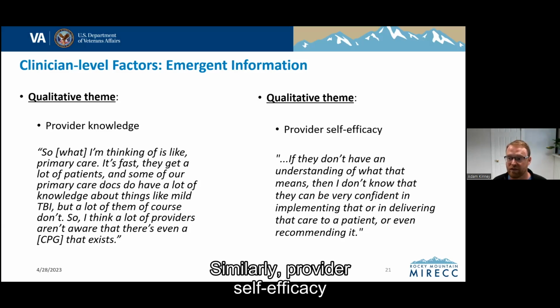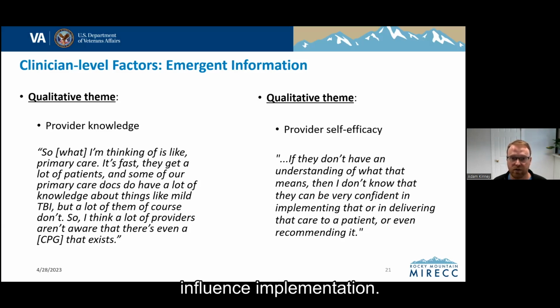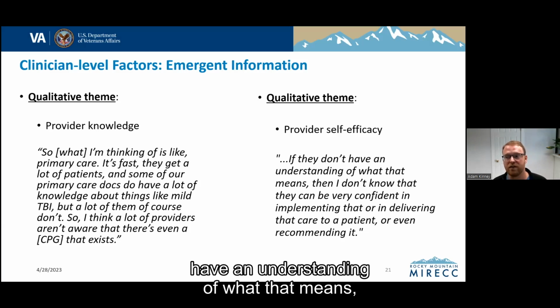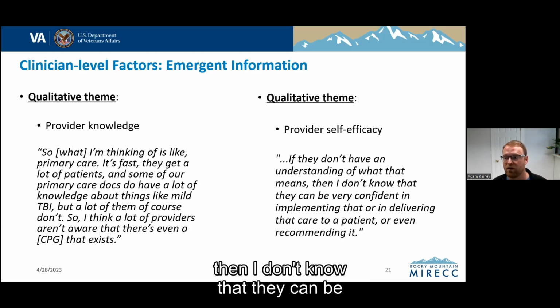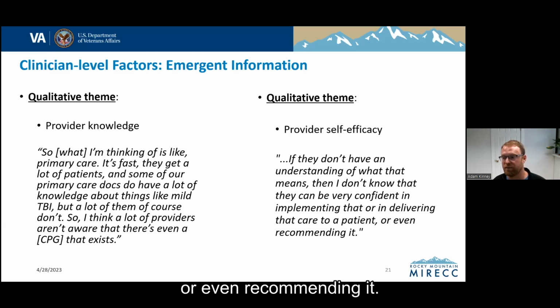Similarly, provider self-efficacy, or their confidence in their ability to deliver a particular treatment, also influenced implementation. As one provider said, "If they don't have an understanding of what that means, then I don't know that they can be very confident in implementing that or in delivering that care to a patient or even recommending it."